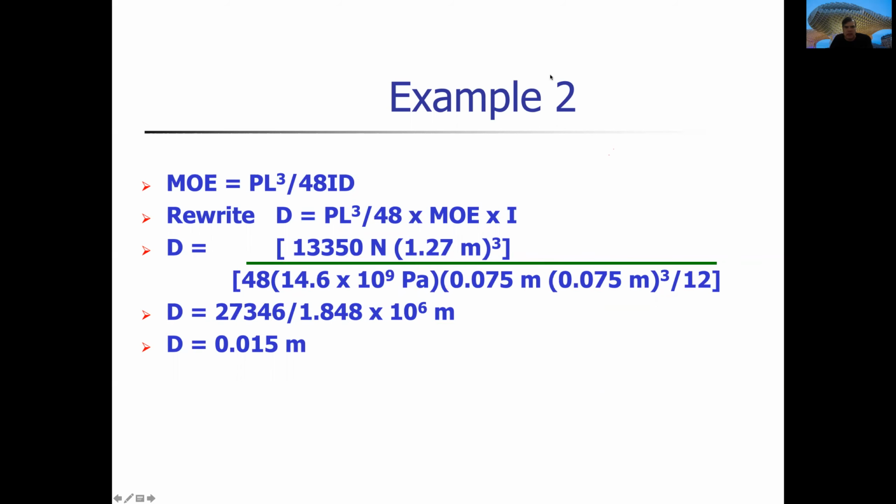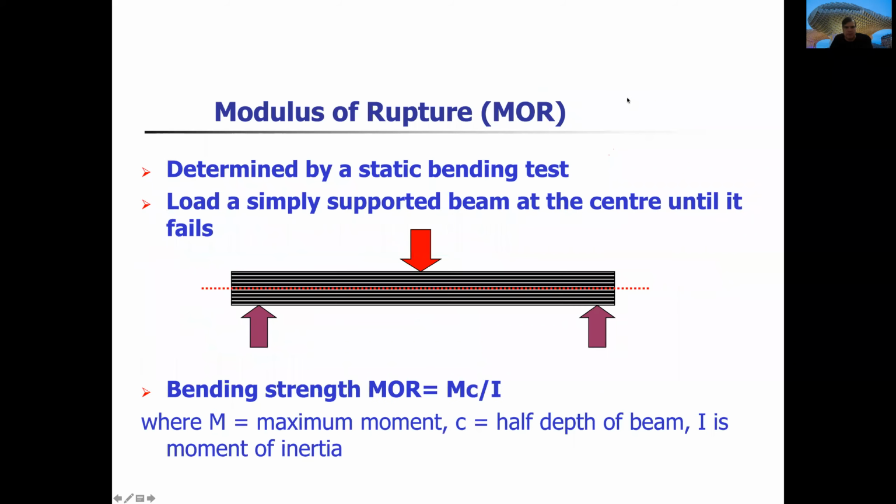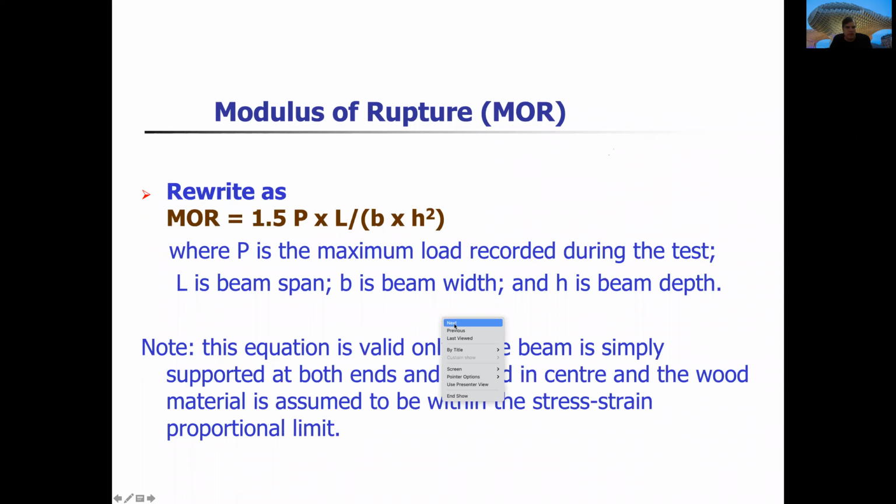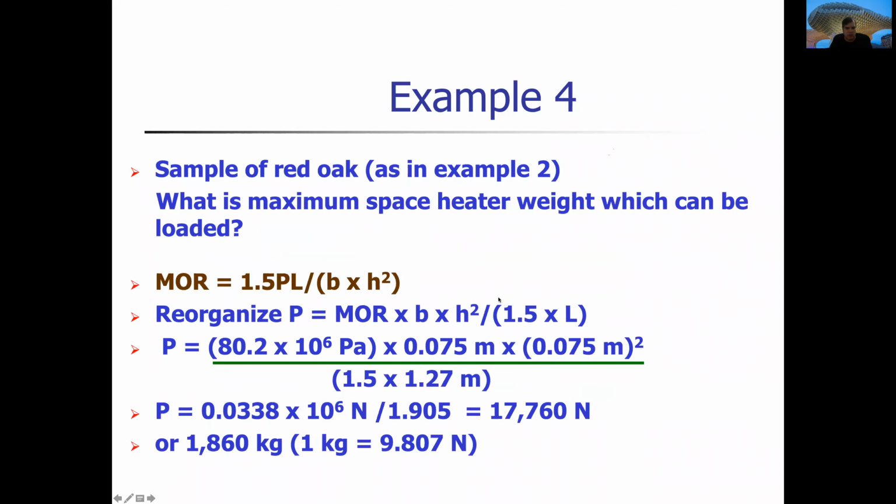Well, let's look at the next example. In the next example, we are not calculating MOE as before, we have MOR, that is the modulus of rupture. This is where we suppose that the element will break. It's the static bending test. I mean, we put a load on a beam and we start putting more and more weight until that beam breaks. The moment that beam breaks is the moment that we have a rupture in the material.